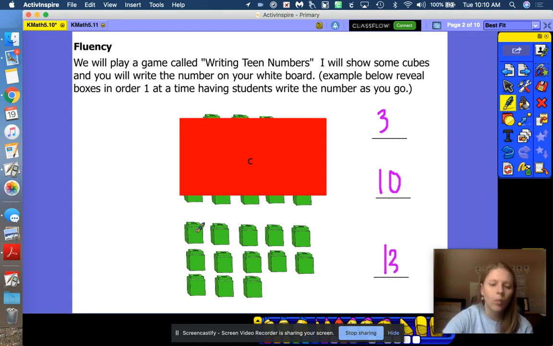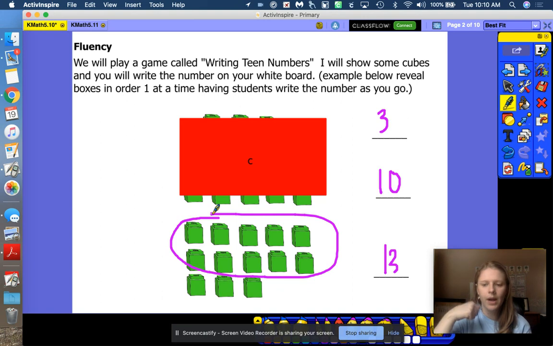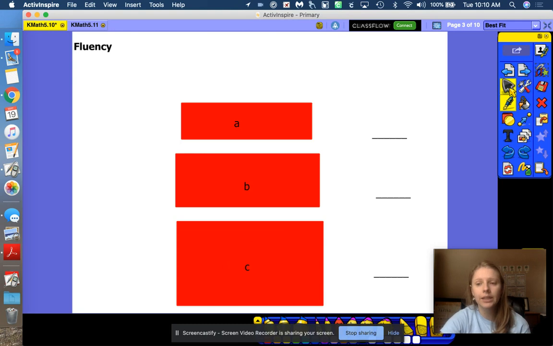I'm not going 1, 2, 3. No, friends, I am seeing this bundle of 10, and right away I'm saying, great, I have 10. Let's count on. So count on with me. 10, 11, 12, 13. Much quicker than individually counting and sometimes making a mistake because you're counting so much. All right, let's take a look at the next one.